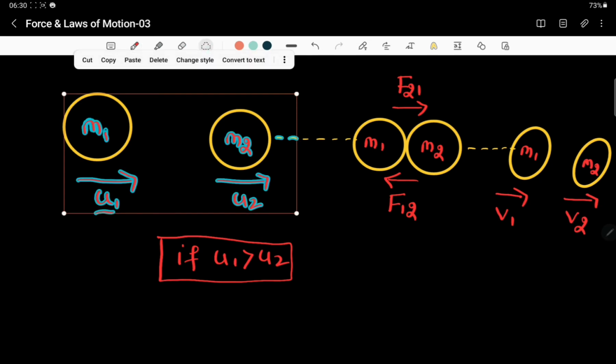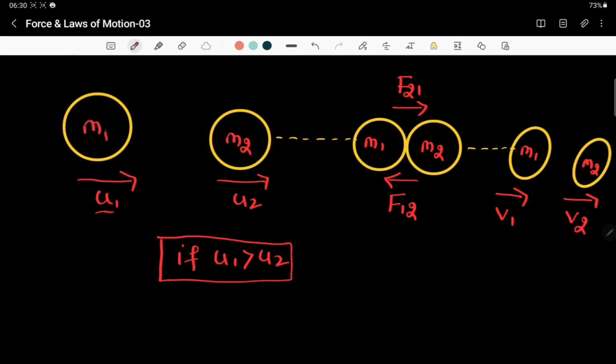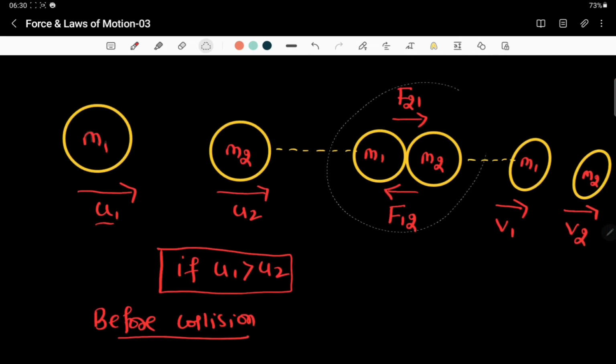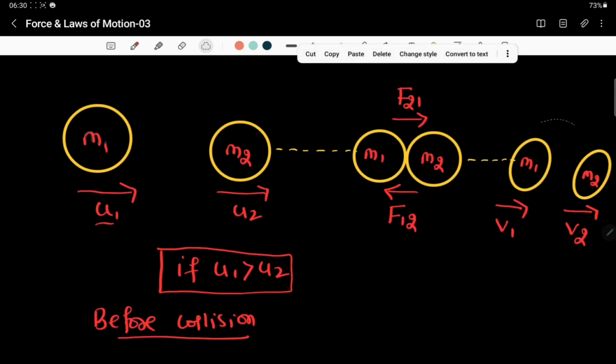whatever I have explained here, this is all related to before collision. What is this? This is before collision. Now these things whatever I have explained here, this is during collision, and these things whatever I have explained here, this is after collision. All right, so let me write it down.